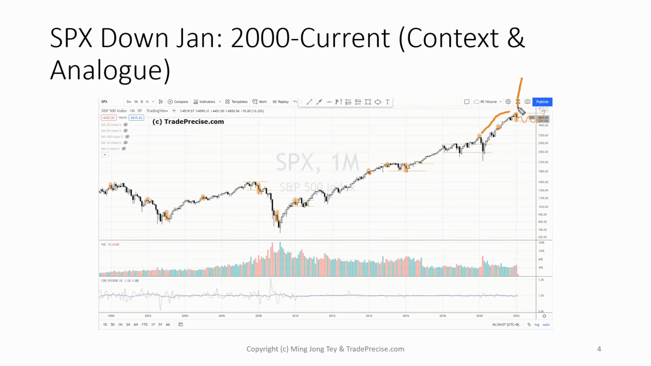Until this bar showed up, this is the down January. And this is certainly a change of character bar in this monthly chart. A change of character bar essentially just stops this uptrend. This is the uptrend since the COVID low. The COVID low is March 2020. Since the COVID low, a strong uptrend emerged, and this bar here is actually a change of character bar stopping this uptrend.